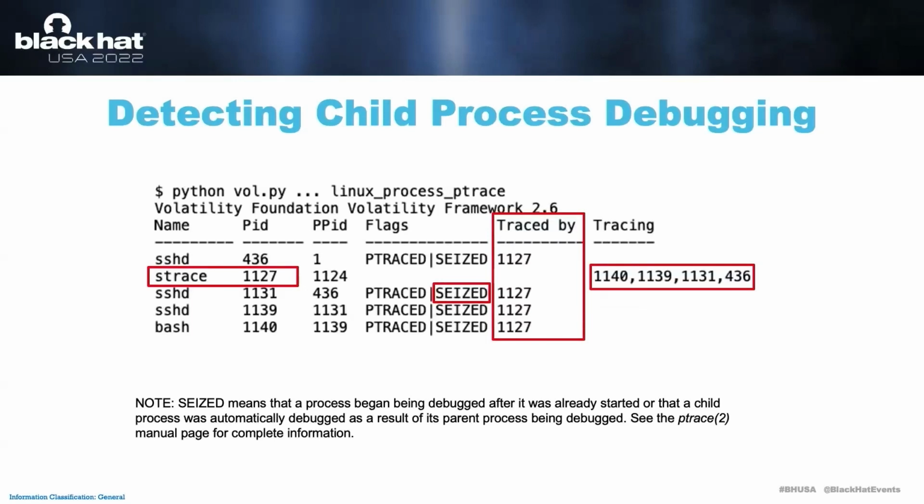So then if we look at the strace process, we see it's 1127, and the tracing column has all the PIDs that it's attacking, or that it's monitoring. And if we have many SSH sessions going on, like on a real server, the amount of PIDs is just going to go on forever. And if you're not familiar with Linux, what seize means is actually really important in the output. That means a process was running and a debugger attached to it while it was still active, or when a process started, it's basically a victim from the start because its parent process was being debugged. So it's definitely something that we want to key in on.